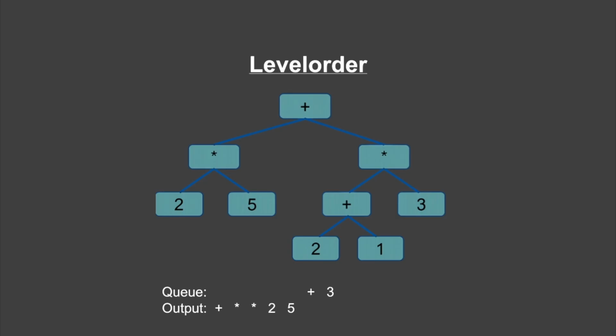And the next step is to dequeue 2. Because it has no children, we can also dequeue 5. These are the leaves for this subtree. So we're done with the left subtree. We continue the same with dequeuing plus and enqueuing its children 2 and 1. And finally we can dequeue 3, 2 and 1. So this would be our final output for the level order.